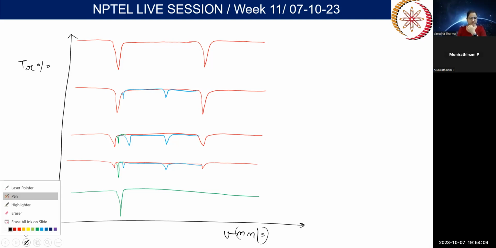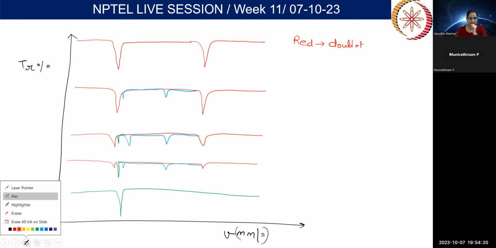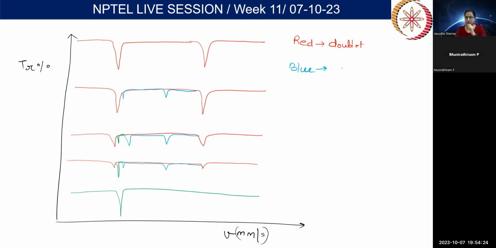So we now have three types of peaks. The red ones are a doublet, which means one peak got split into two. Then we have another set, which is the blue one. That is also a doublet, but as you can see, it has a higher delta dash compared to the red one, but a smaller delta EQ. This one is more, that one is less.